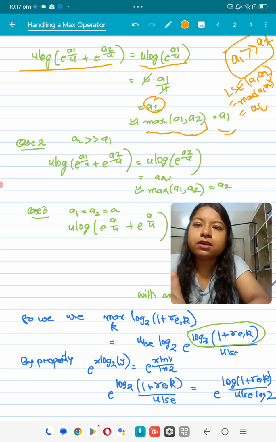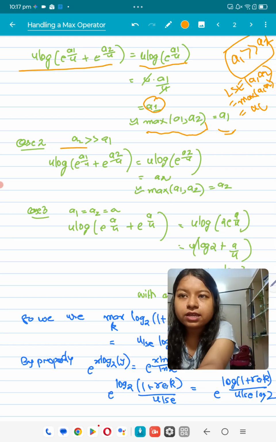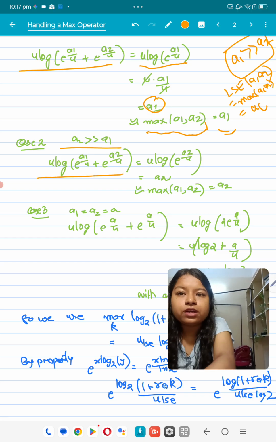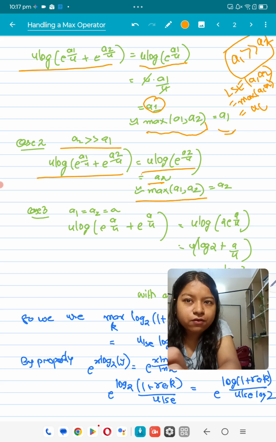Same thing in case 2 also. If we consider a2 is greater than a1 and put that in the formula, u log of e^(a1/u) plus e^(a2/u) can be written as u log of e^(a2/u), equal to a2 only. That is similar to max of a1 comma a2.